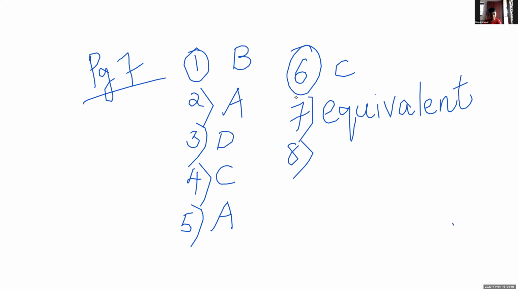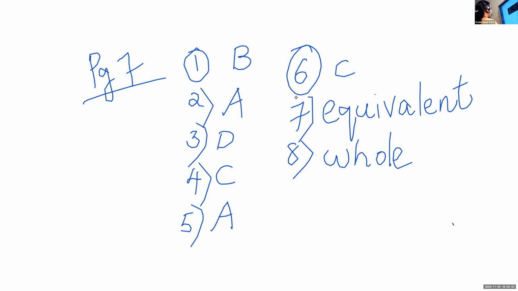Fractions that denote the same part of a dash are called equivalent fractions. Fractions that denote the same part of a. Okay, Anthony. Whole. It's a part. Whole means whole. Fractions that denote the same part of a whole, that is known as equivalent fractions.